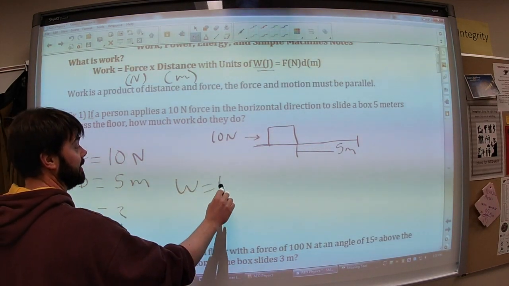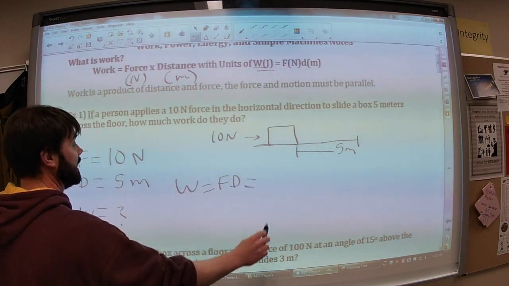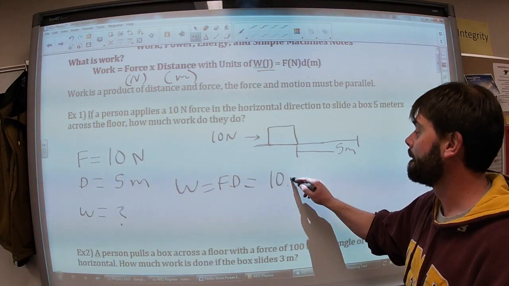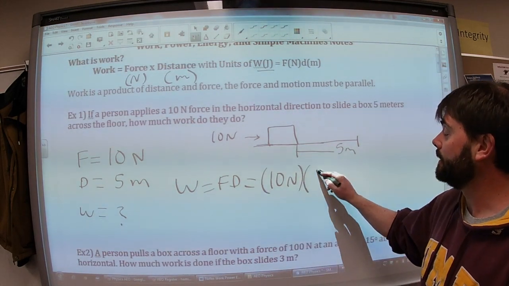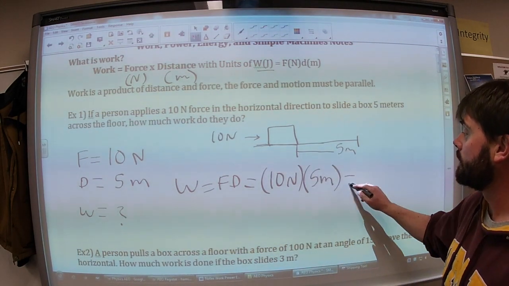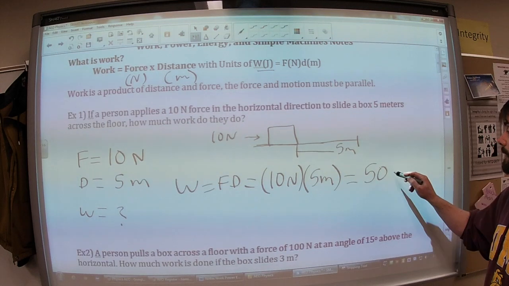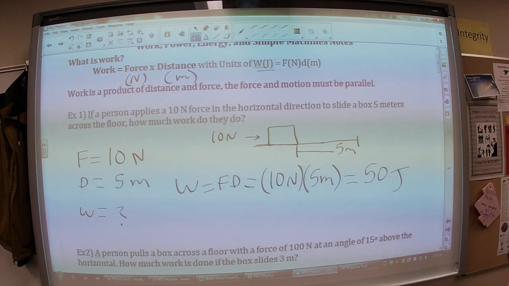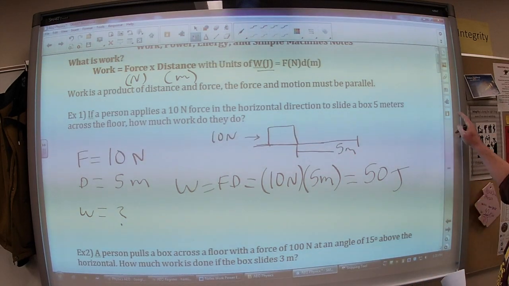List the equation that you're going to use. Work is force times distance. Take your 10 newtons and your 5 meters. And 10 times 5 gives us 50. And again, if you remember our units, a newton meter is the same thing as a joule.